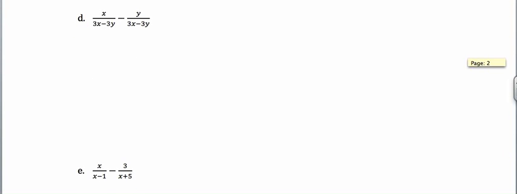Okay, again, the key is getting that common denominator. D, they already have one. Okay, you didn't need to do anything. They already have a common denominator, so we're going to skip that step and just move right on into x minus y over 3x minus 3y.